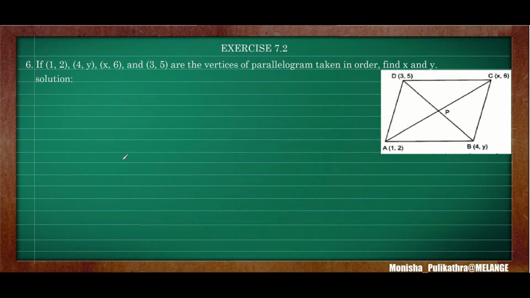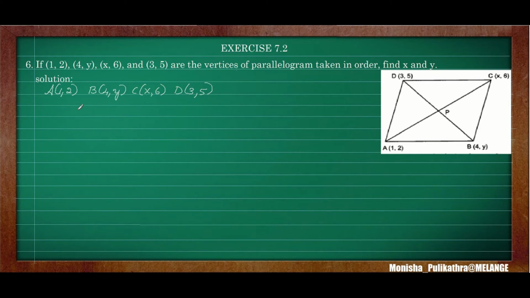So, moving on to the sixth question of exercise 7.2. Four points have been given, and those four points are the vertices of a parallelogram. In those four points, two digits are missing, one in the place of y and the other in the place of x. We need to find the values of x and y. Let us take A as (1, 2), B as (4, y), C as (x, 6) and D as (3, 5). So these are the vertices of a parallelogram.